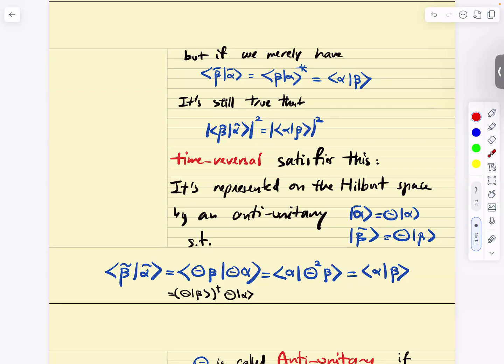Okay, good. So how does this transform? This becomes theta acting on the first vector. The transformation is this: alpha tilde is theta alpha, and beta tilde is theta beta. This means that you have theta alpha, and then you have theta beta, with a star, or dagger. I should probably write dagger.